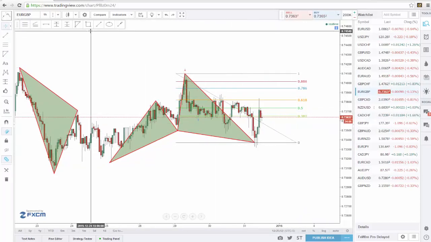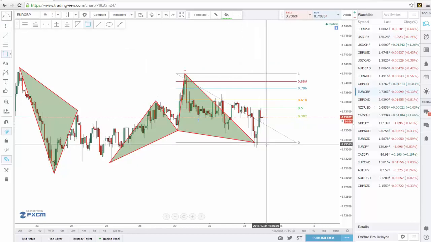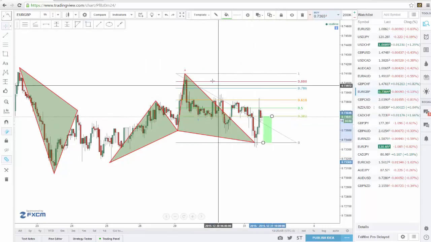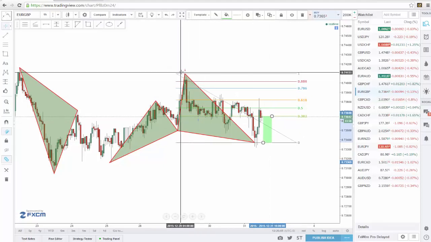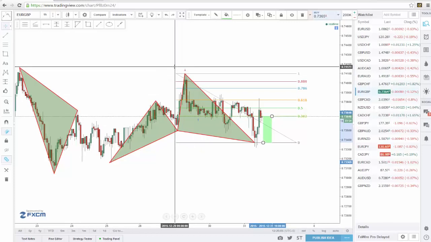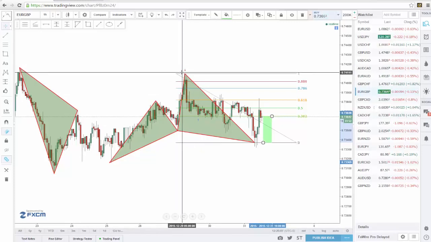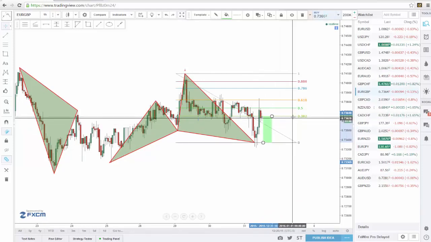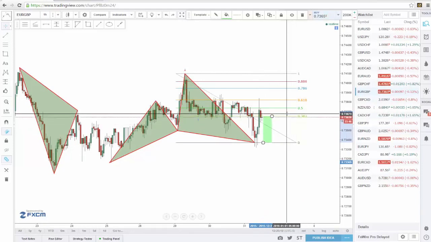And targets and stops for the cipher pattern: in order to get targets, you just pull from C up here, the 127 extension that cannot close above 1414, pull from that point down to the D point, and targets go at the 382 retracement.